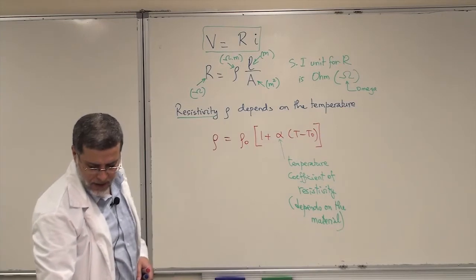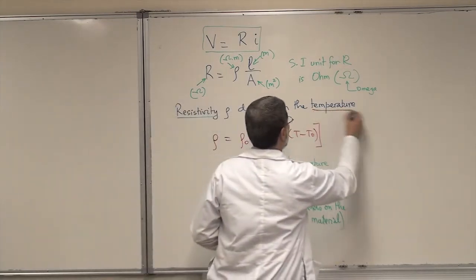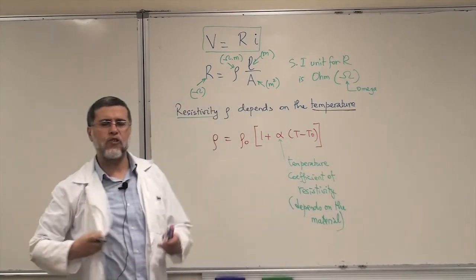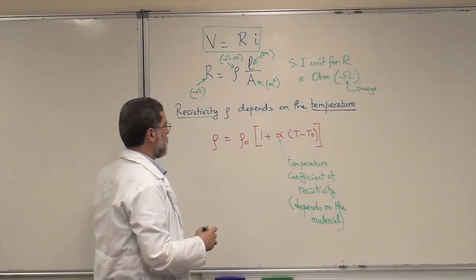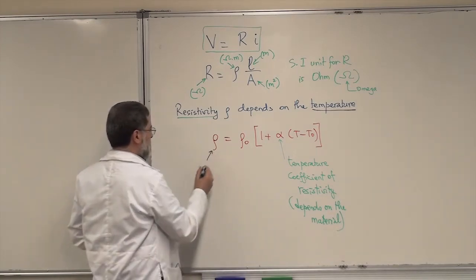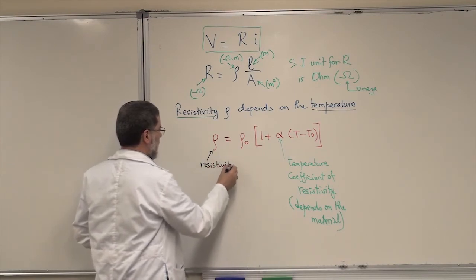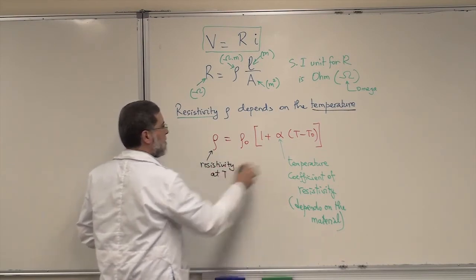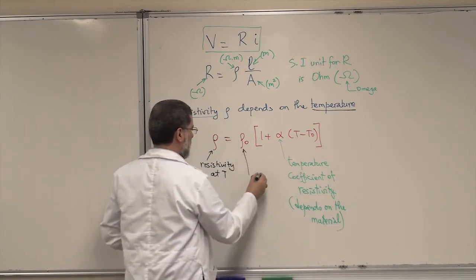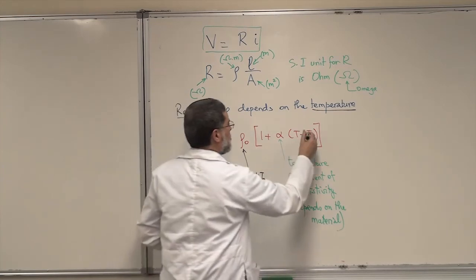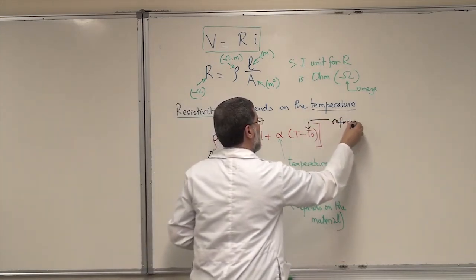So the resistivity actually depends on the temperature. Okay? It's not a constant. It is constant for a small range of temperatures. But generally it changes as in this equation here. That's the resistivity at temperature T, at this temperature here. This is the resistivity at temperature T0. The reference, this is my reference temperature. It's called the reference temperature.